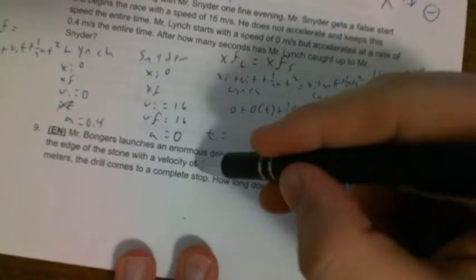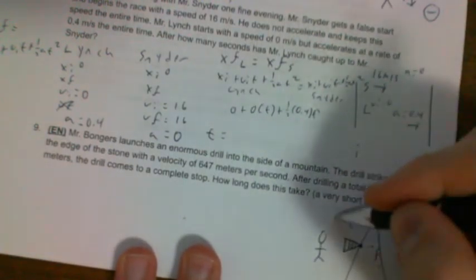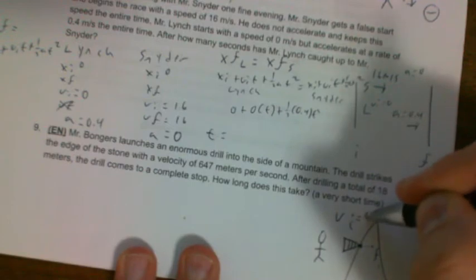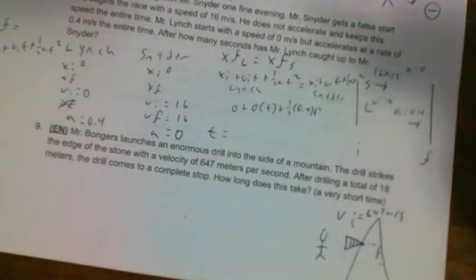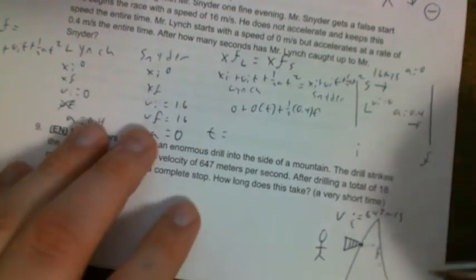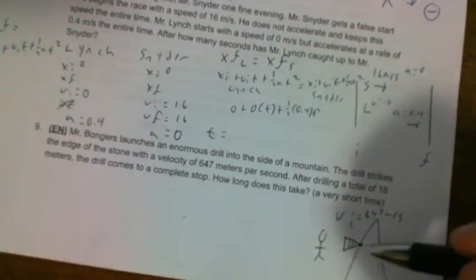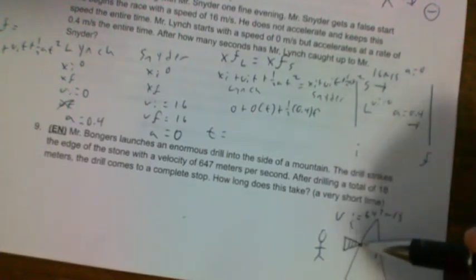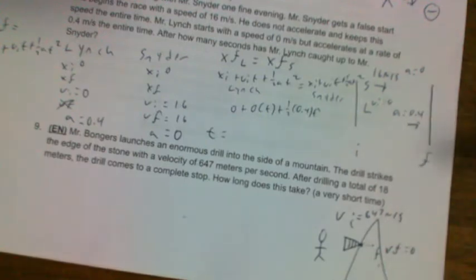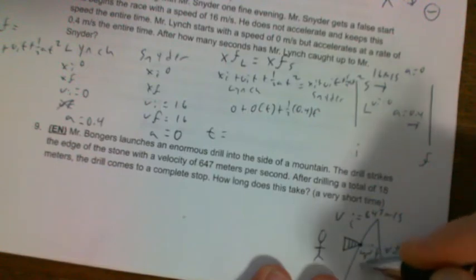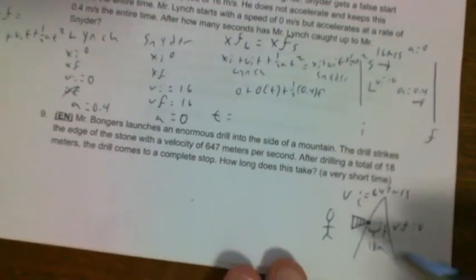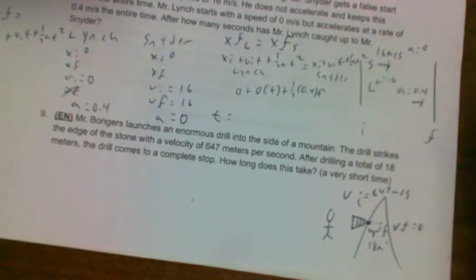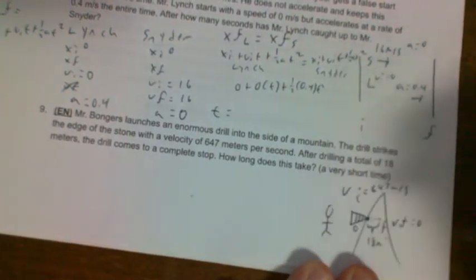Now, if we look at this, we've got an initial velocity. This velocity that the drill hits the mountain with is going to be our initial velocity. So initial velocity is going to be 647 meters per second. And our final velocity, the speed that it moves down here, is going to be 0. And the reason for that is because it comes to a stop. Fully comes to a stop. It starts at a speed, slows down, stops. So because it stops, our final velocity is 0. We also know that it drills a distance of 18 meters. So this distance between here and here is going to be 18 meters. I'm going to call this 0, and I'm going to call xf over here 18.